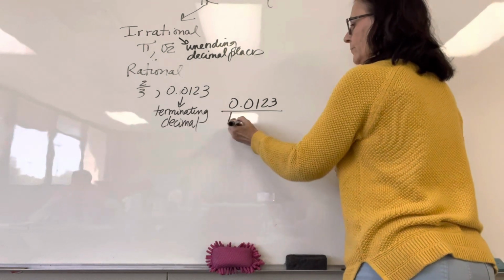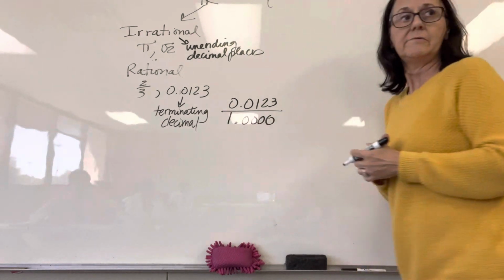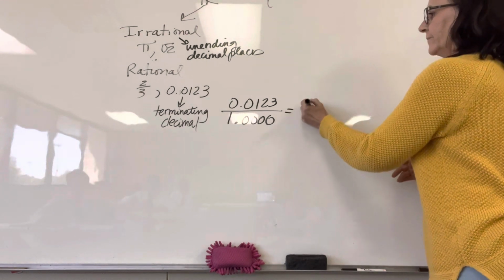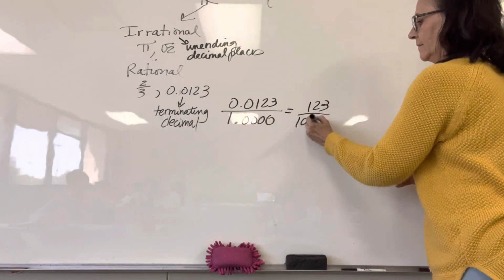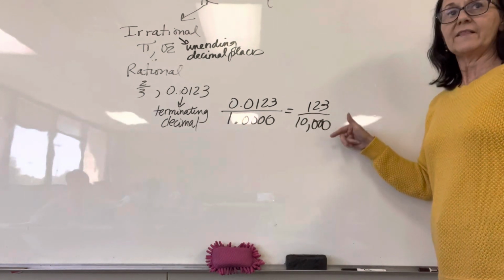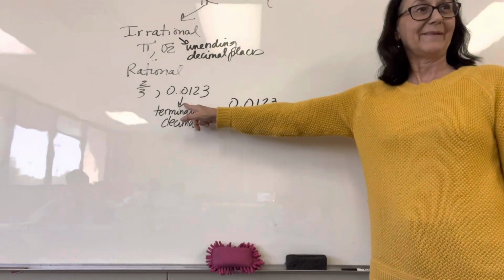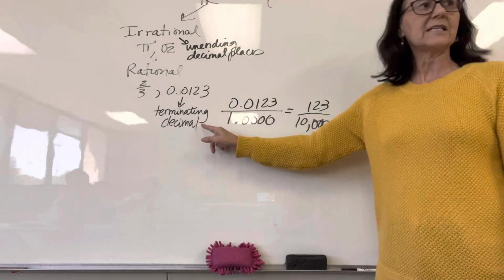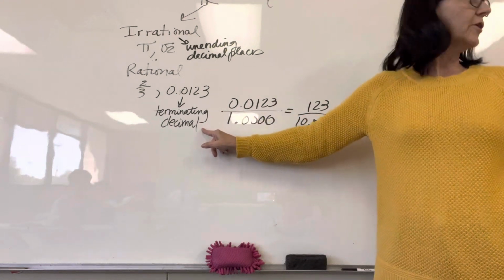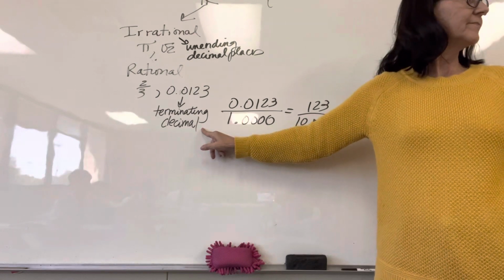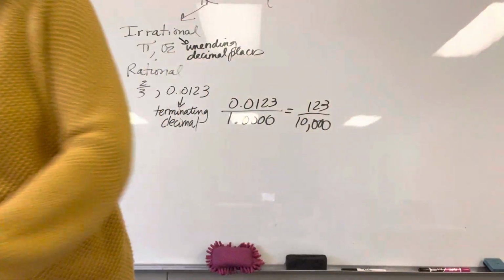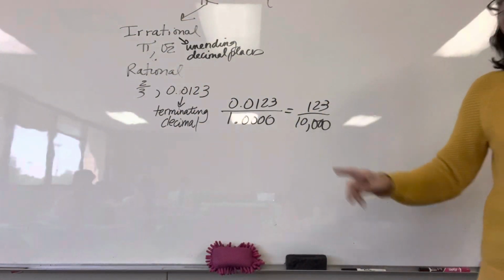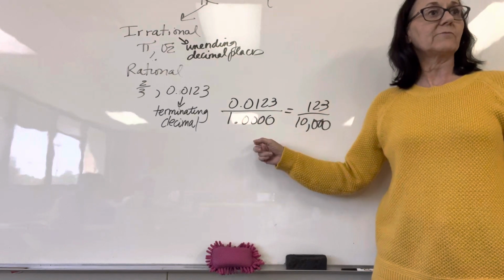So I could write over 1.0000, then just eliminate the decimals. That's 123 10,000ths. Of course, that's how you'd read the decimal place too, right? All right, so when you have a terminating decimal, all of those can be written as fractions. All terminating decimals can be written as ratios.